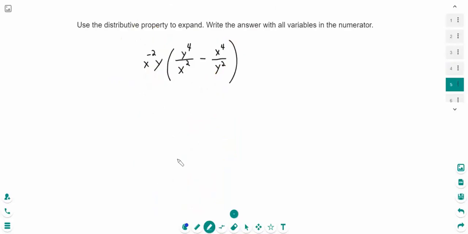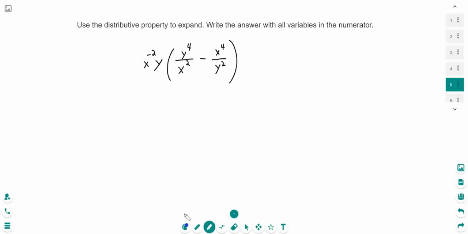Okay, so let's move on. Why don't you pause the video, try this one, and then we'll do it together. Now notice, though, that here they're actually specifying what they want the final answer format to be. They want the answer with all variables in the numerator. So make sure that your final answer does reflect this.